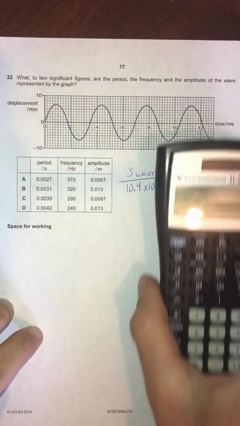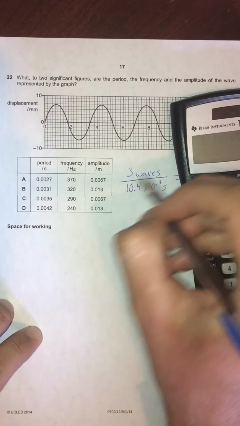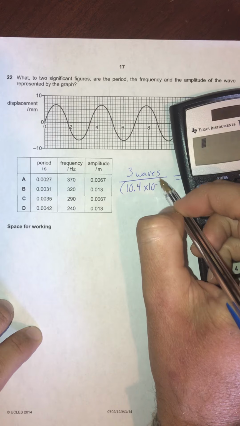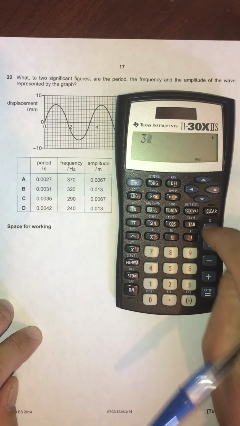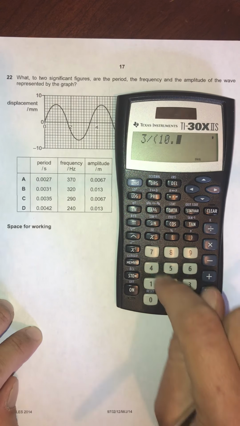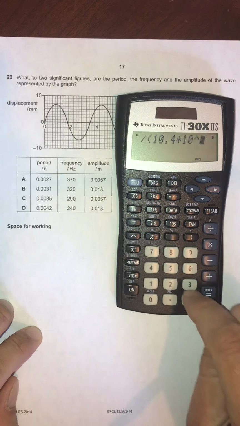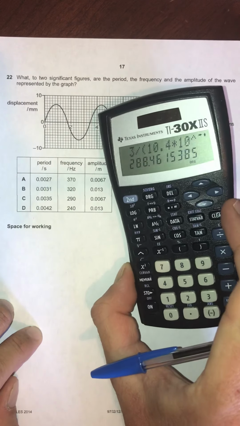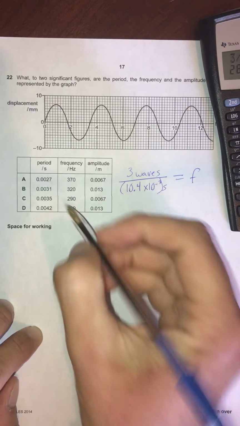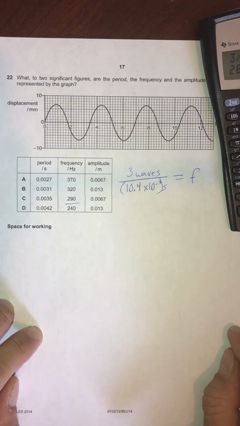And so my calculation, don't forget to use grouping symbols when you divide by a quantity in scientific notation. I've got 3 waves per 10.4 milliseconds, milli being 10 to the negative 3. And that gives me 288.5, which is very close to 290.